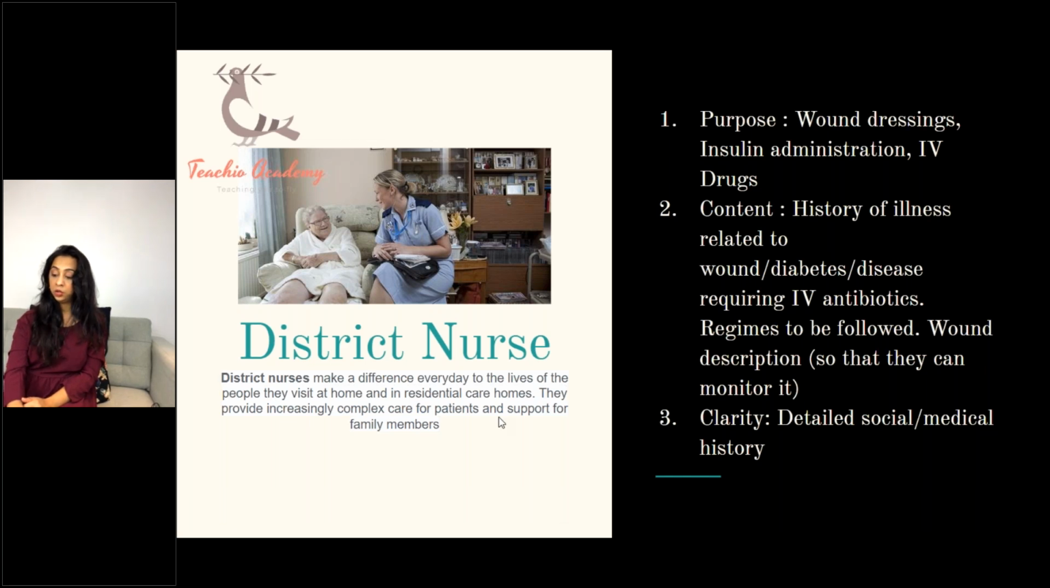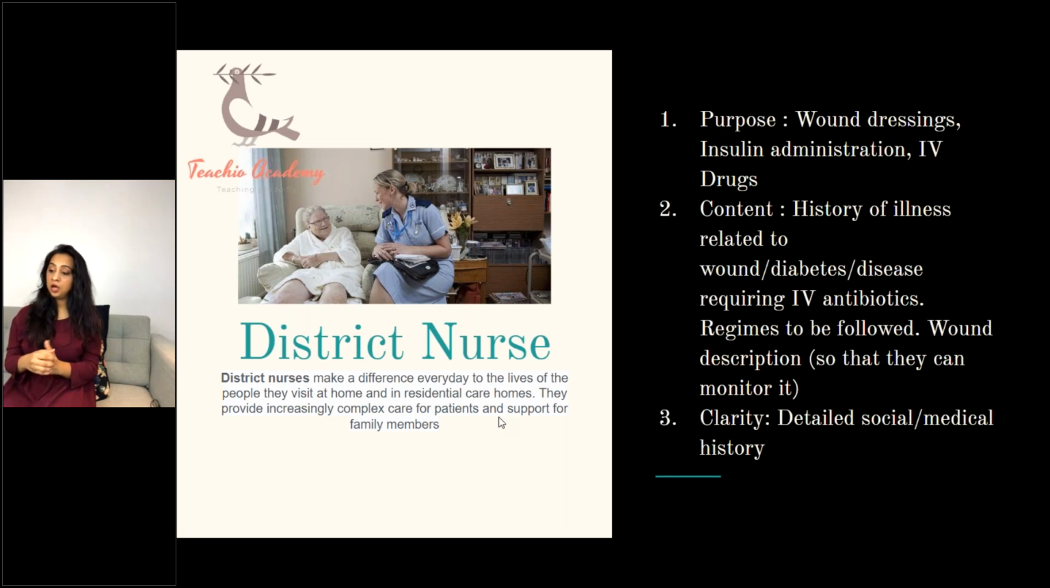Okay, very, very good. So the purpose of your letter, when you're writing a letter to a district nurse, is to arrange visits for the patient and arrange insulin administration or IV drugs or medications at home for your patient, along with sometimes wound management for your patient. So the district nurse is only going to go into the house and manage that wound. So what does she need to know is the history of illness related to the wound.